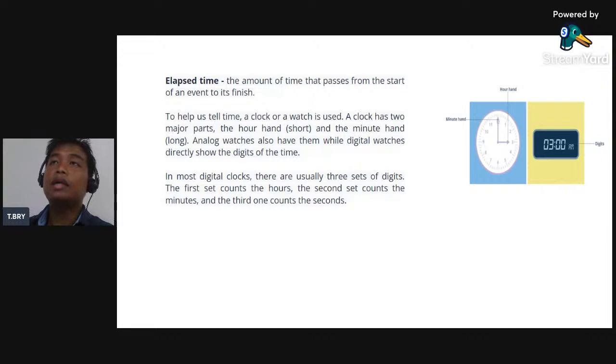Still, there are analog clocks, hanging sa mga balay or hanging outside. But nowadays, we prefer to have a digital clock. In most digital clocks, there are usually three sets of digits. The first set counts the hours, the second set counts the minutes, and the third one counts the seconds.